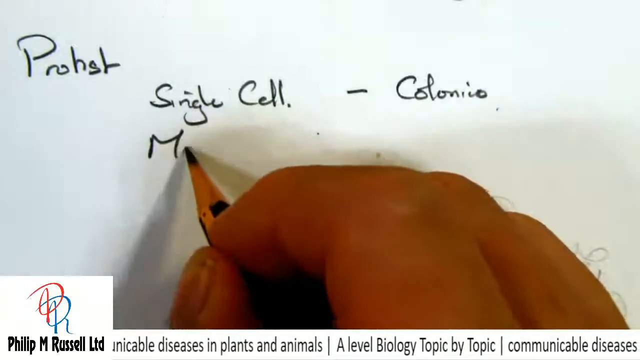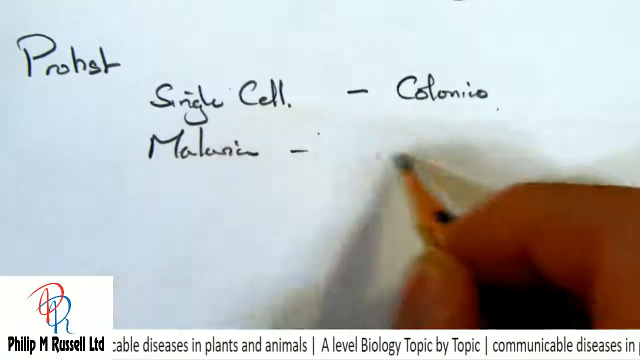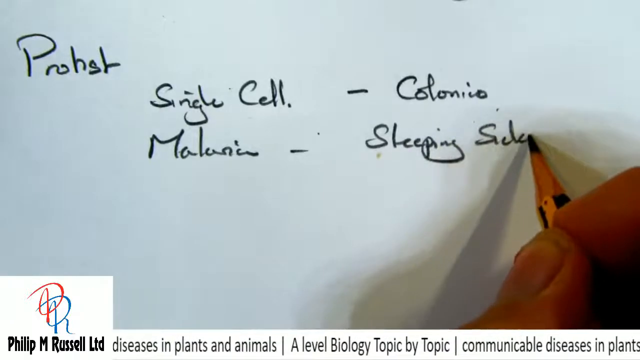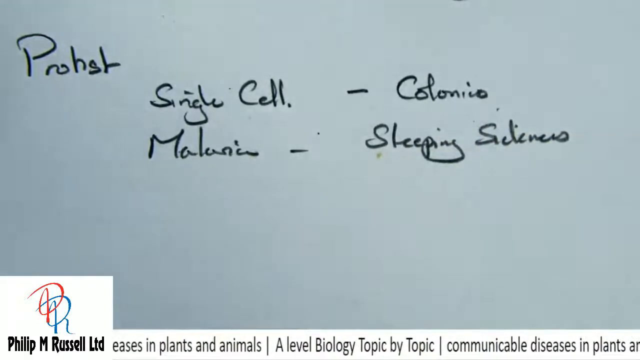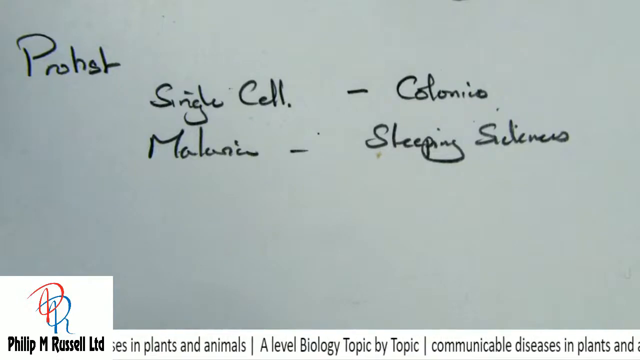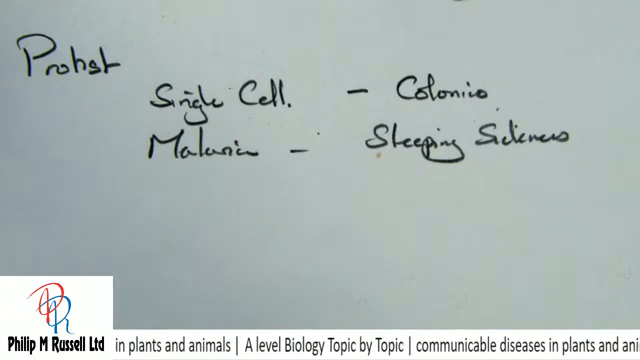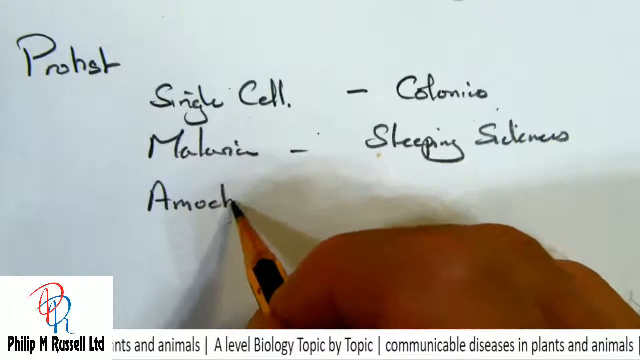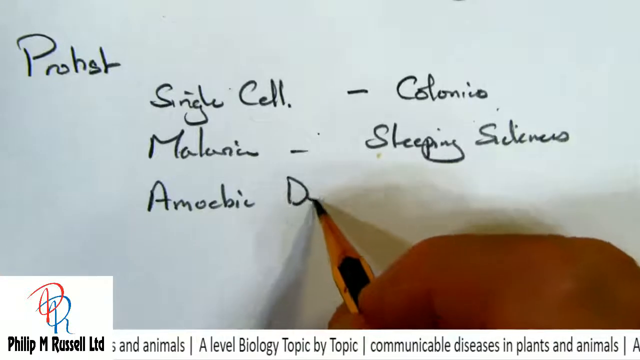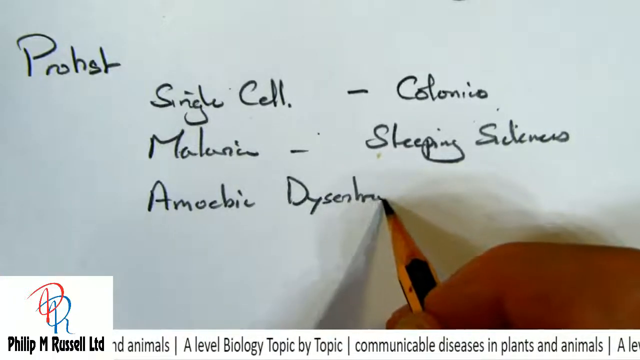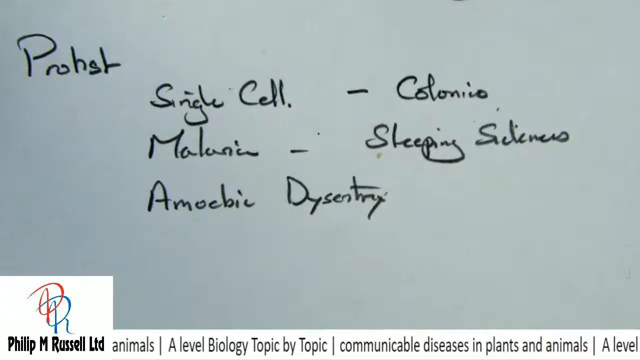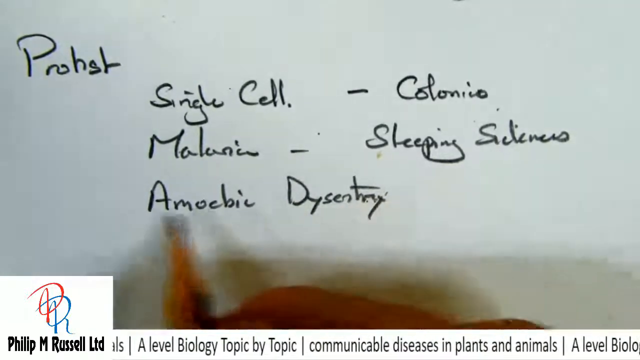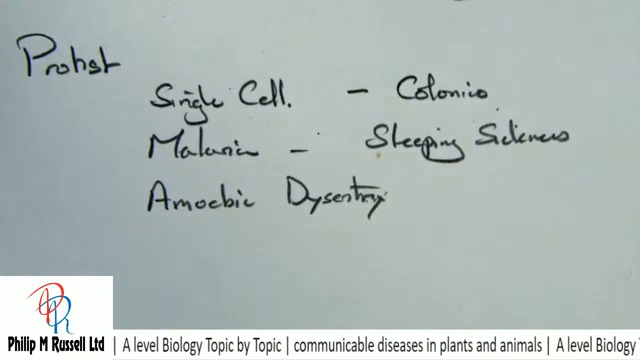The obvious ones here are malaria and perhaps sleeping sickness, probably a couple of the most commonly known. I suppose another one is amoebic dysentery. As a way of killing things off, they're pretty effective.